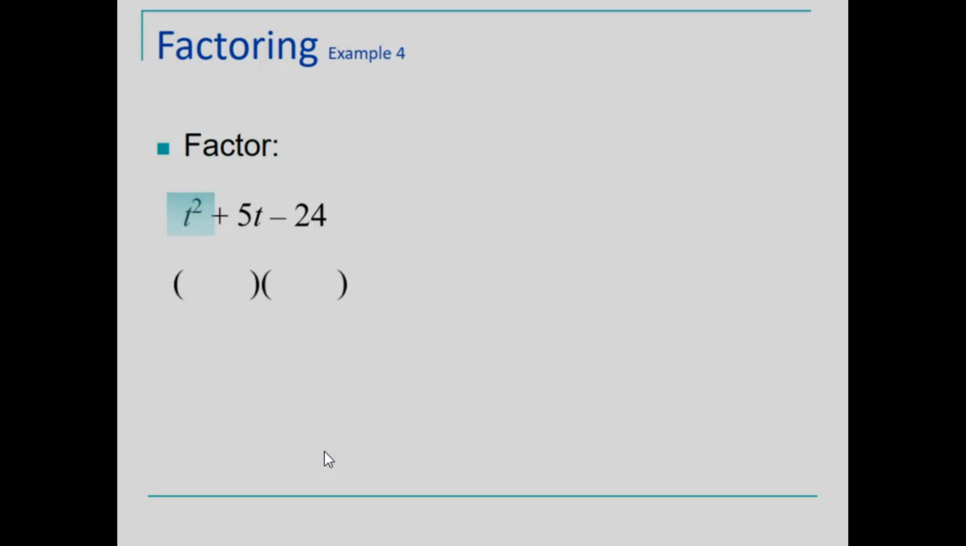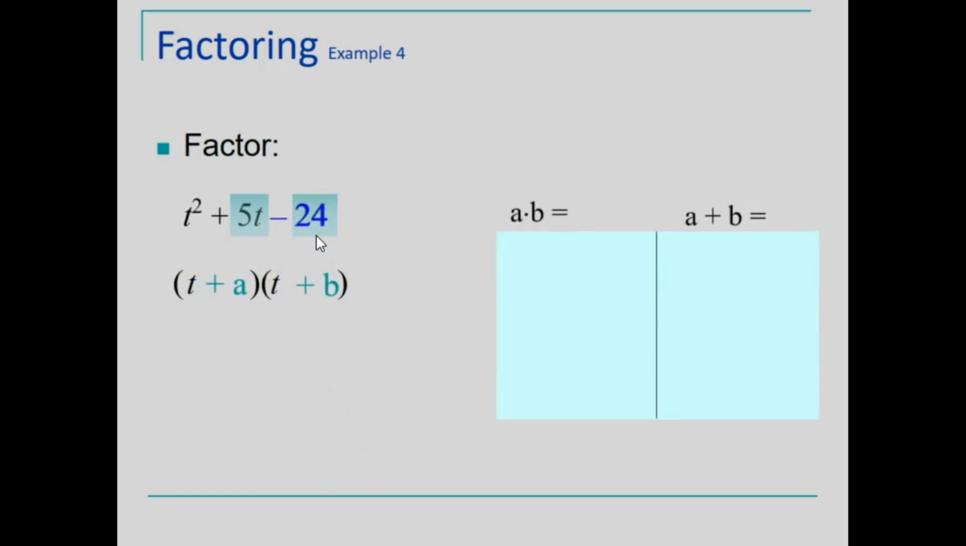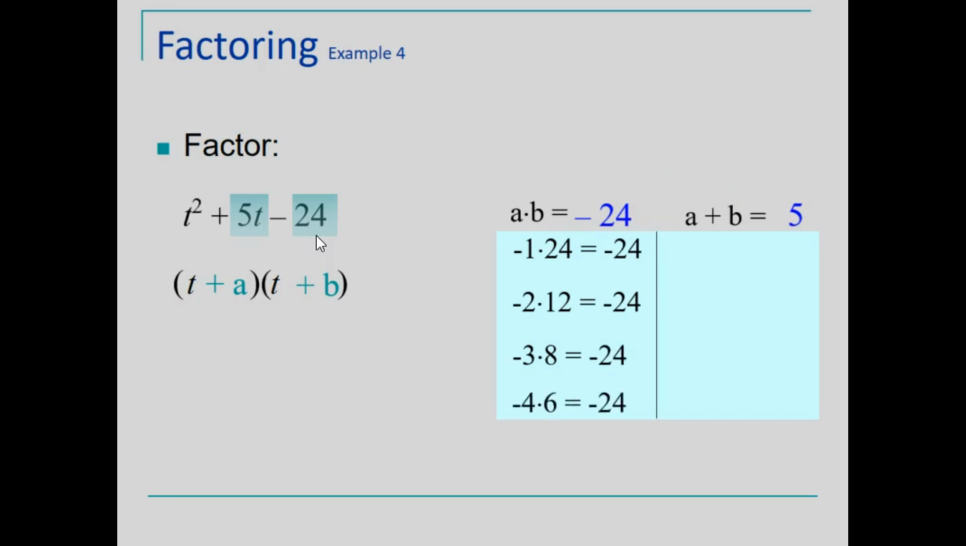Our t squared was the result of the first two terms each being t. In this problem, we're looking for numbers that multiply to give us negative 24, which would mean one is positive and one is negative, and add up to be the 5, which is the value on our middle term. Here are our possibilities, and notice we didn't switch the sign here. These are just the four factor combinations for the product of two things equaling negative 24. Adding them together, we're looking for 5.